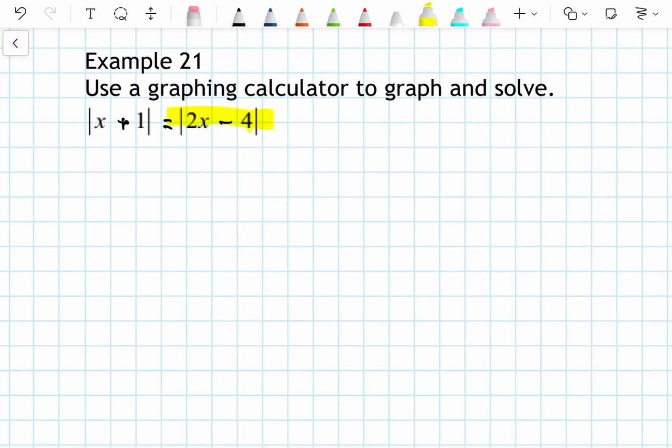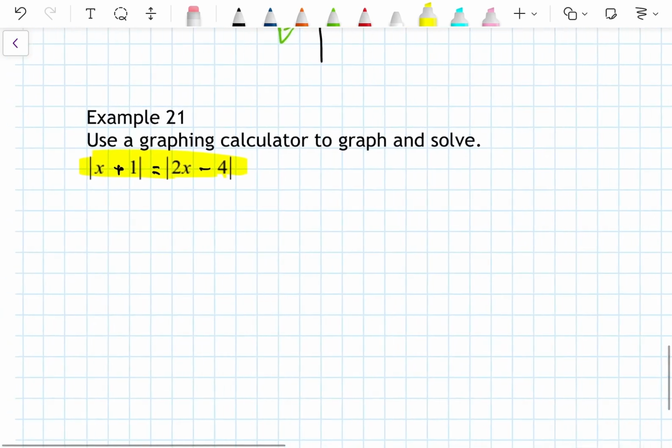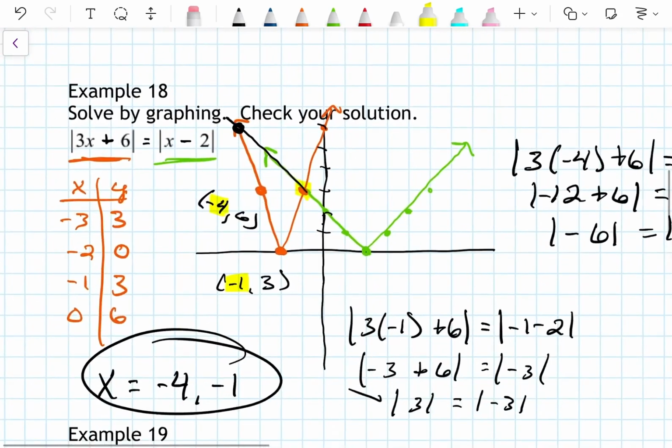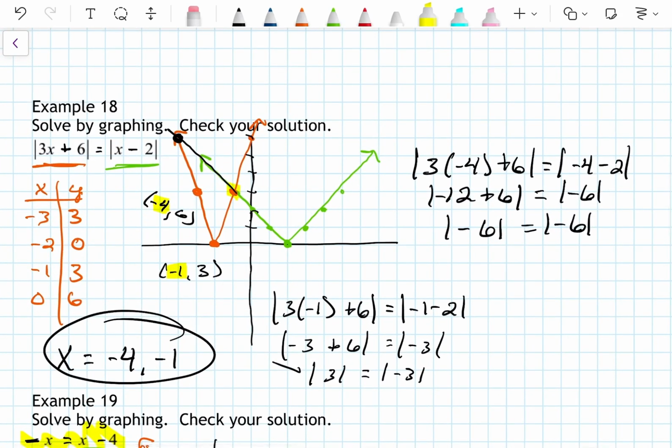You could do this by hand by doing a T-chart for both of these, but I'm not going to do this problem because I want to save it for in class with the graphing calculator. So, all right, that is all with these. Make sure you've got this example down. This is probably the most difficult one that we did, and good luck on the homework.